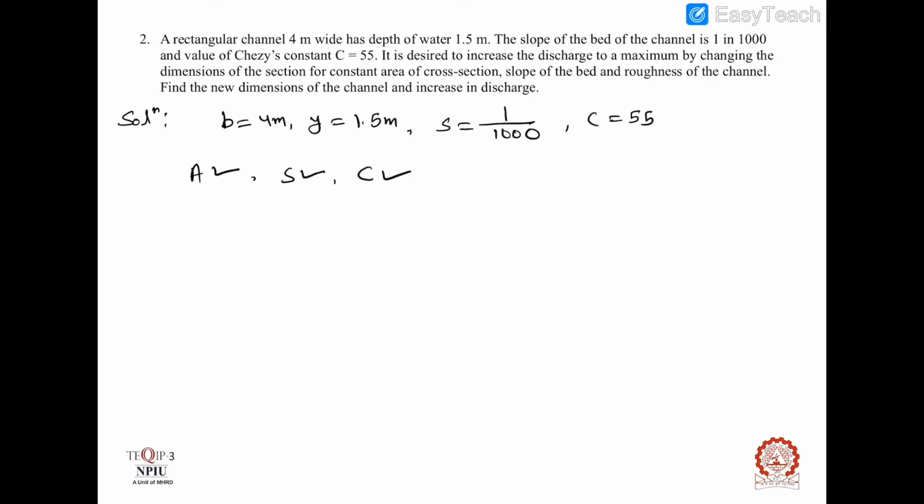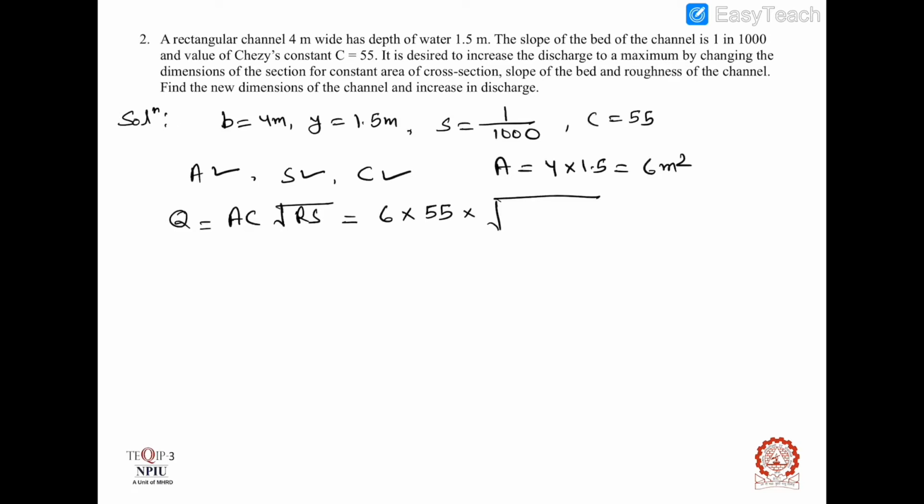So firstly let's find the discharge for the given width of the channel and depth of flow, bed slope, and Chezy's constant. The Chezy equation is Q is equal to AC root over RS. What is A in this case? 4 multiplied by 1.5, that is 6 meter square. 6 multiplied by Chezy's constant 55 root over RS.